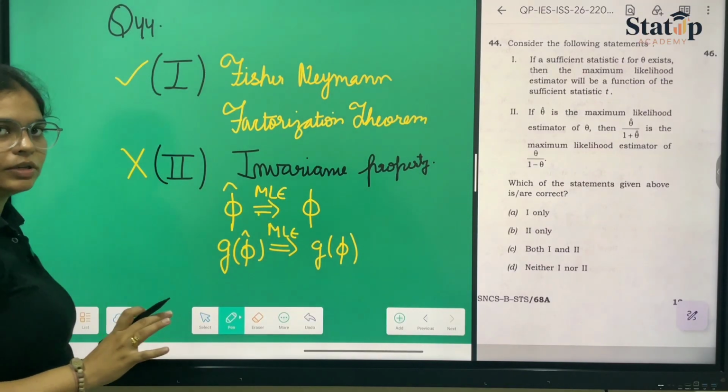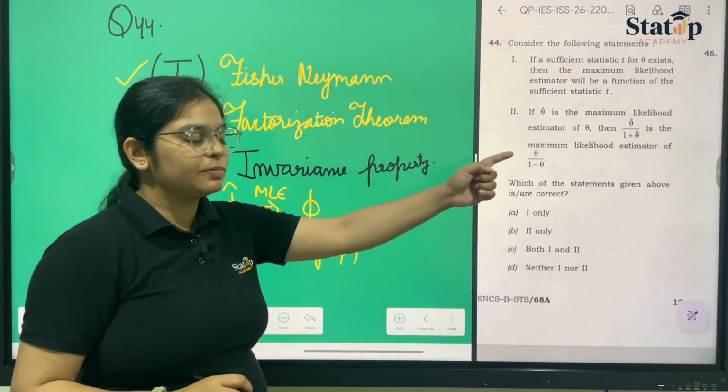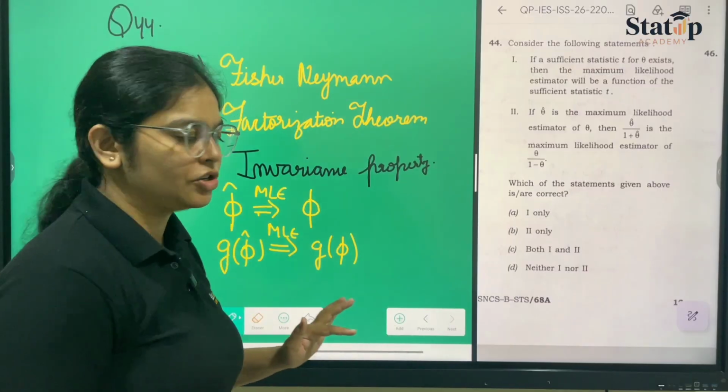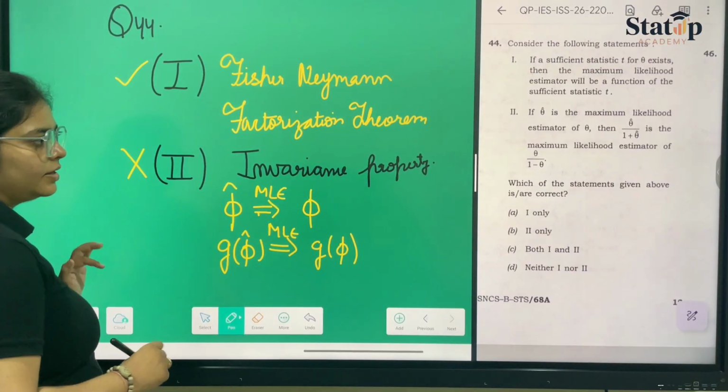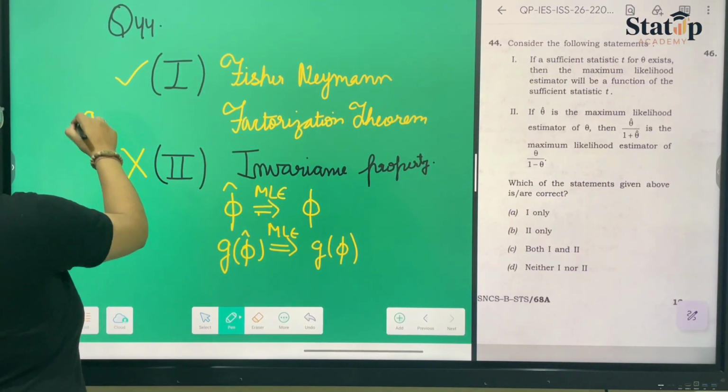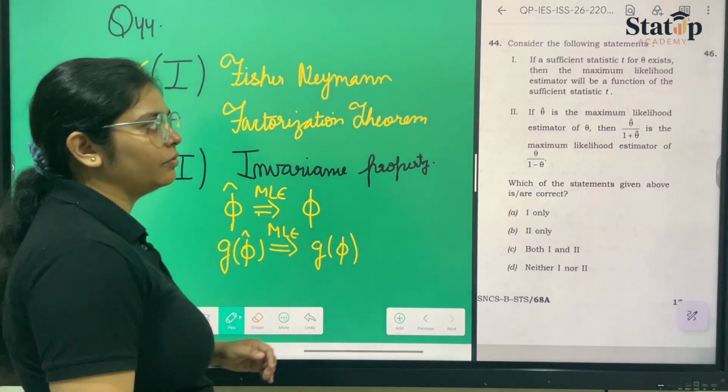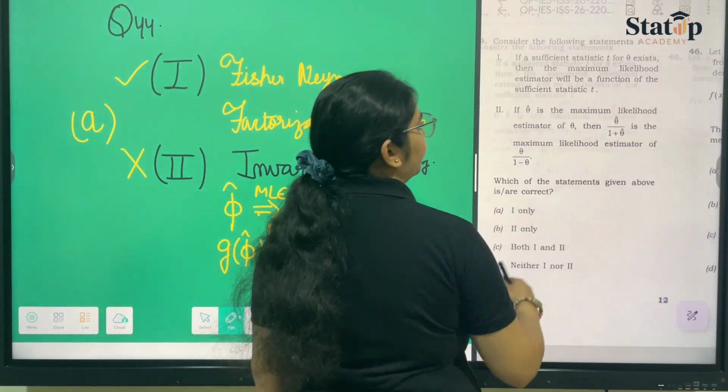Otherwise, MLE follows the invariance property, but just because of the sign, we state that this equation is wrong, and hence our option number 1 is the only correct one, which is A. A is the correct option for this question.